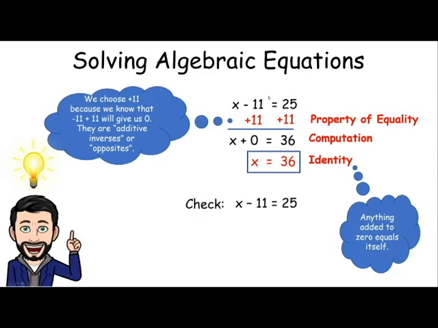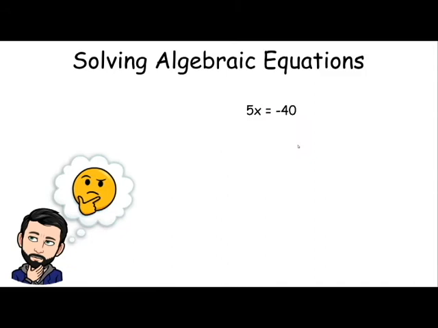Once again, I would check that, rewrite the original problem, plug in the number we said should work, and then just subtract to see if the sides match. If the sides match, we know we did it correctly. If the sides do not match, we know we've done something wrong and we need to try again. Make sense? Here's one. 5x equals negative 40.